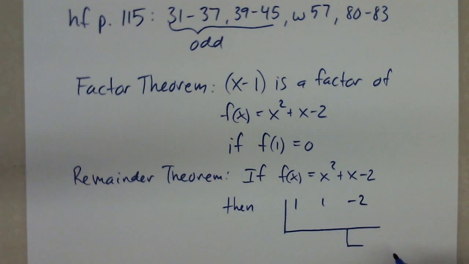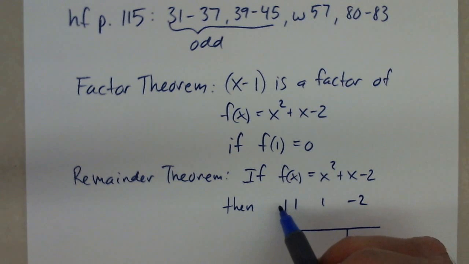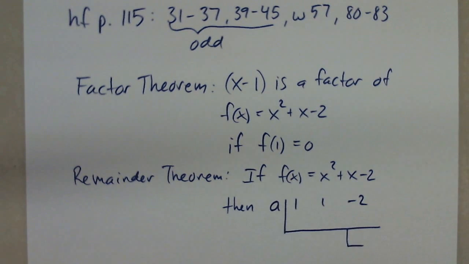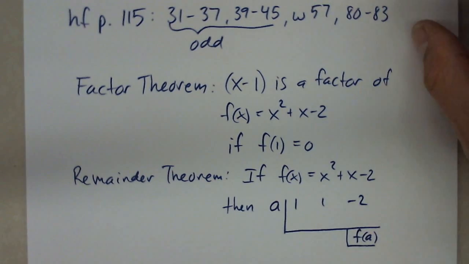All right, the remainder theorem says that if you divide by some number, then the remainder is the y value of the function at that number. If we divide it by 1, whatever we get here will be the y value for 1. So let's look at some examples.